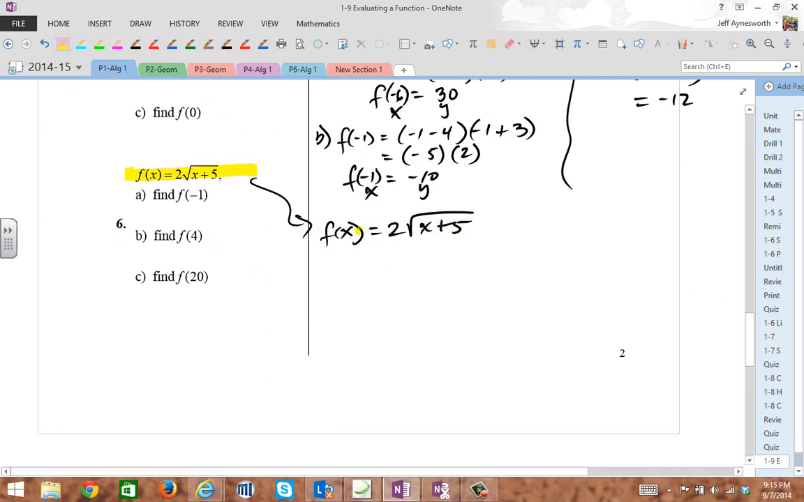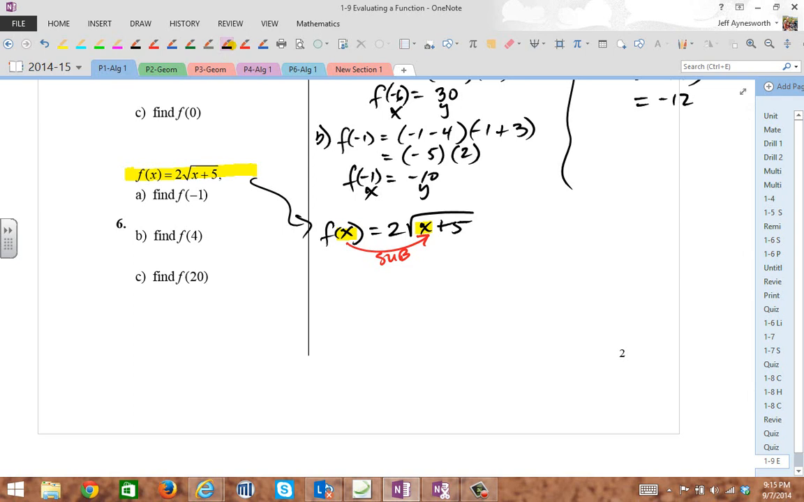All right, what I need to do is take whatever x is and substitute it into the function. And once again, this is a video, so I'm just going to remind you until you get the hang of this. You can pause it anytime you want. If I'm going too fast, then slow me down. All right, let's do part A.